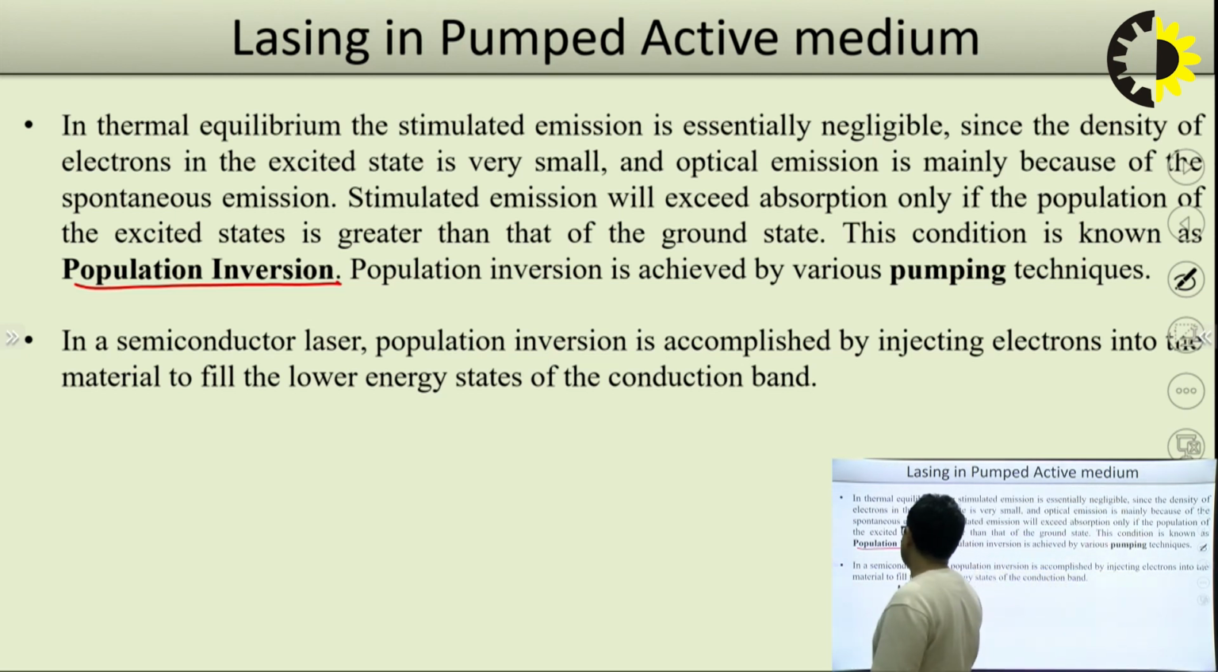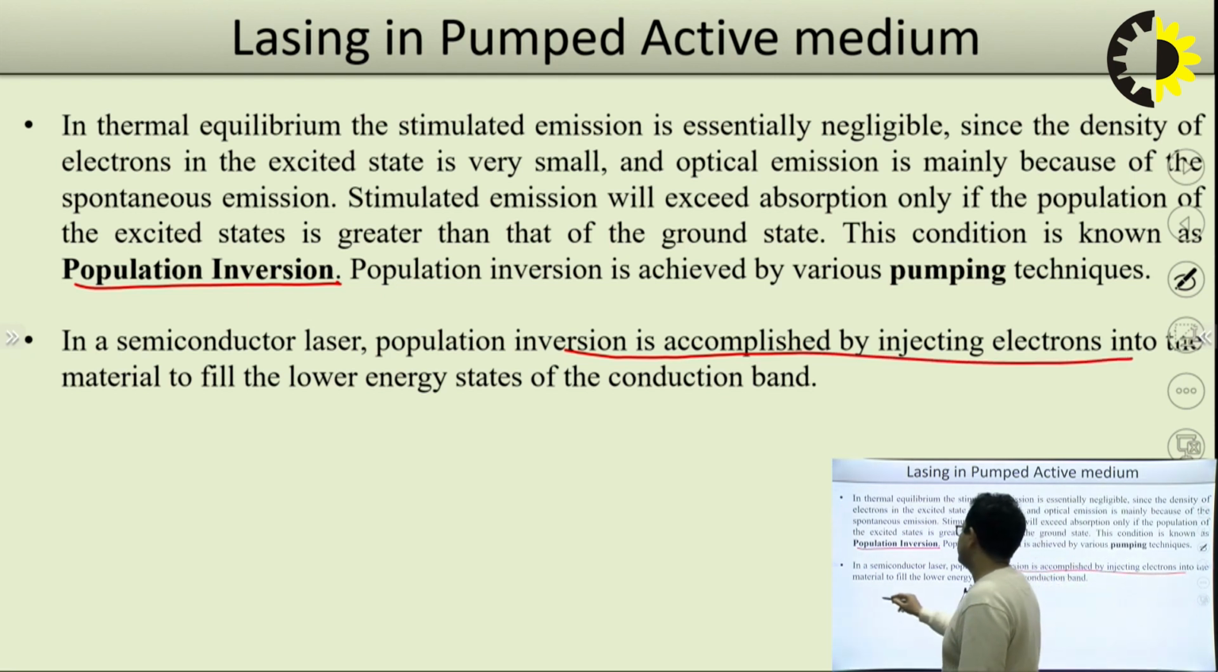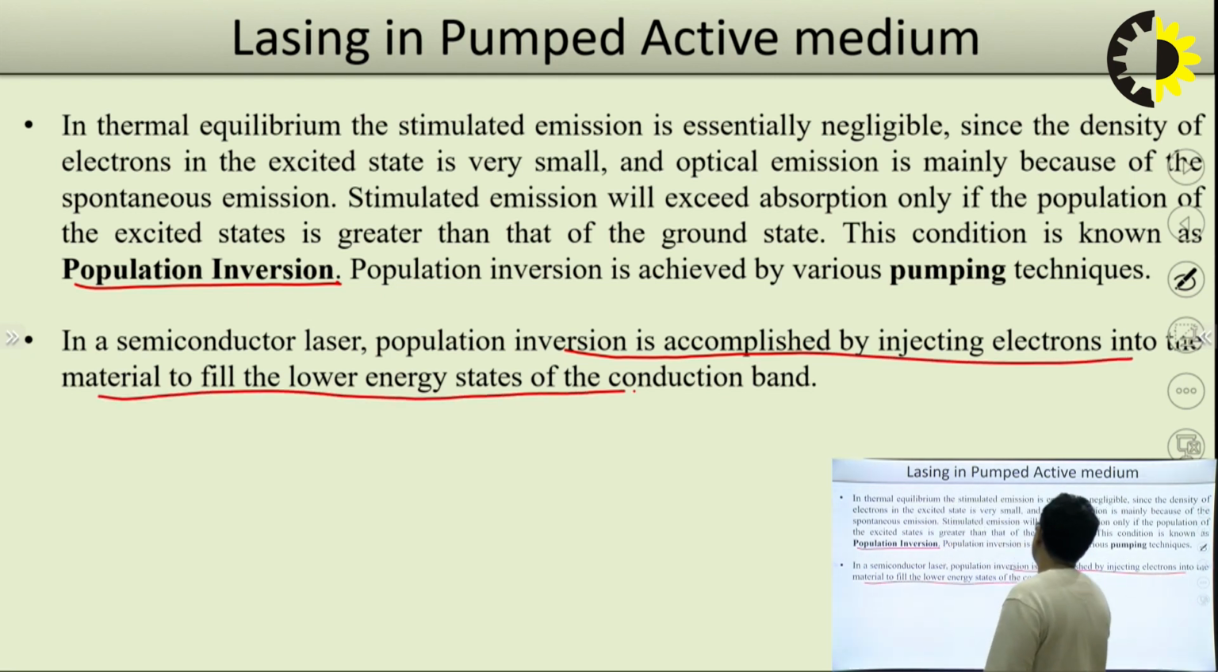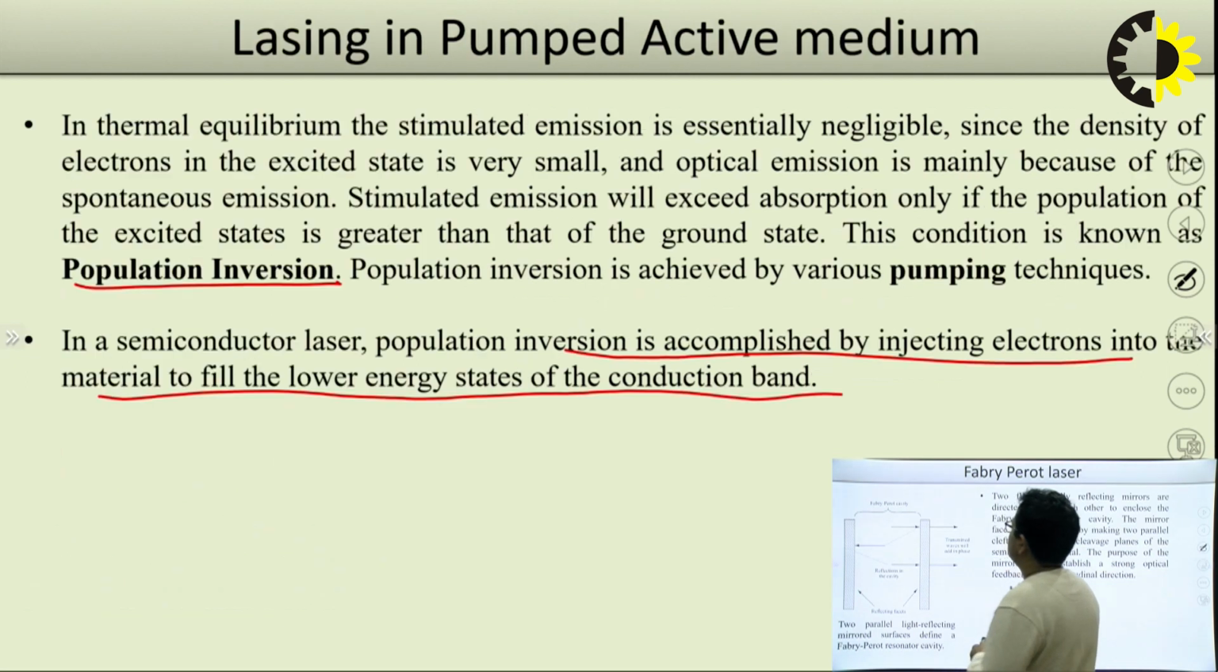First process is your population inversion. So how is it done? It is done by injecting electrons into the material to fill the lower energy state of the conduction band.